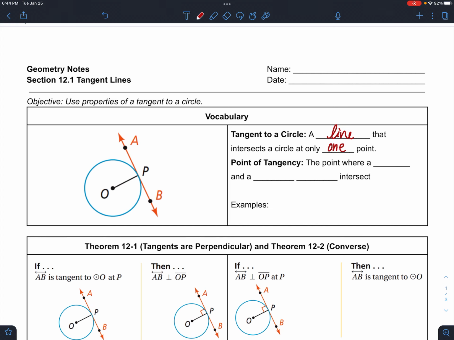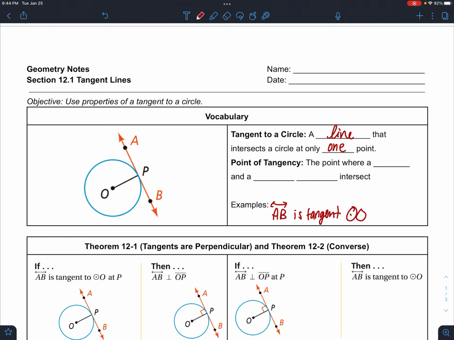So we can make a sentence that says line AB is tangent to circle O. And we can use that symbol for circle. We name a circle by its center.